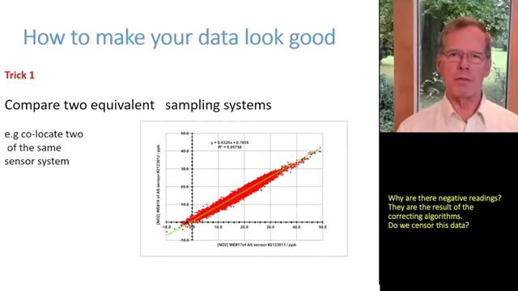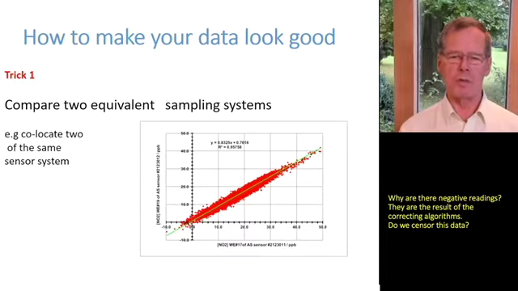Let's now have a look at how we can make our data look better and how some people make their data look worse. Okay, making your data look better, trick number one: compare on the X and Y axes equivalent sampling systems.